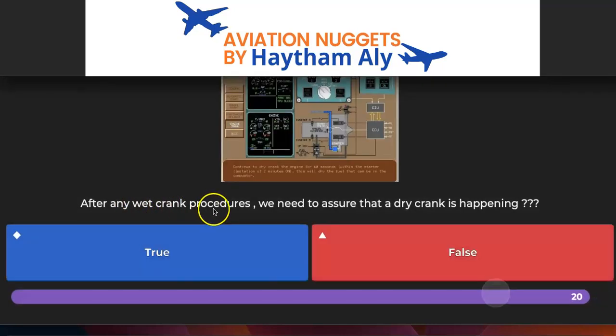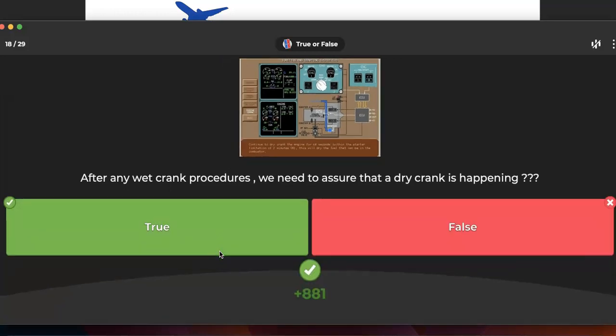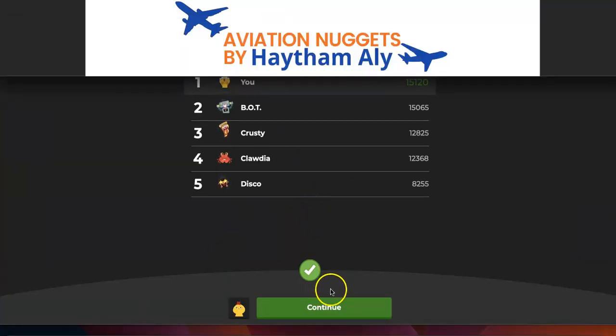After any wet crank procedure, we need to assure that a dry crank is performed, to have all the fuel in the combustion chamber go out of the aircraft.